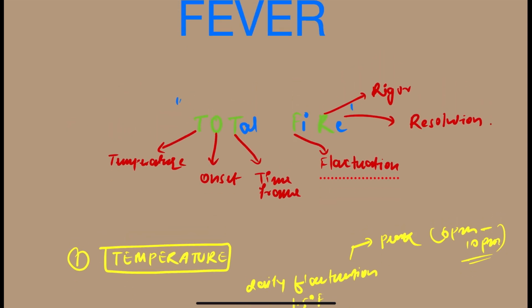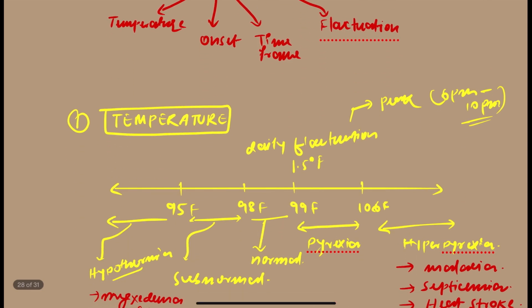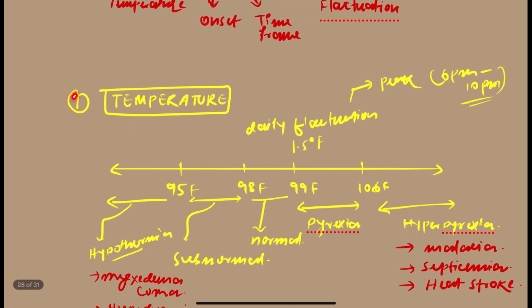In case of fever, there are a few important attributes that can be remembered through a little mnemonic, that is the TOTAL FIRE. T for temperature, O for onset, and T for time frame, F for fluctuation, R for rigor and resolution. So now coming to the first attribute, that is the temperature. As we all know, our body temperature lies between 98 Fahrenheit to 99 Fahrenheit.